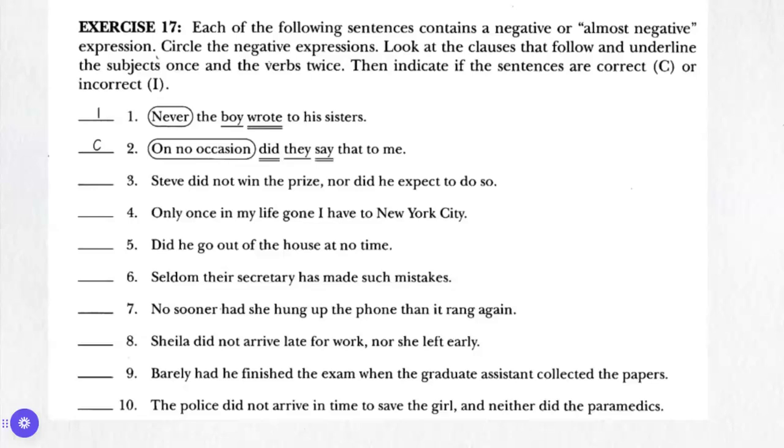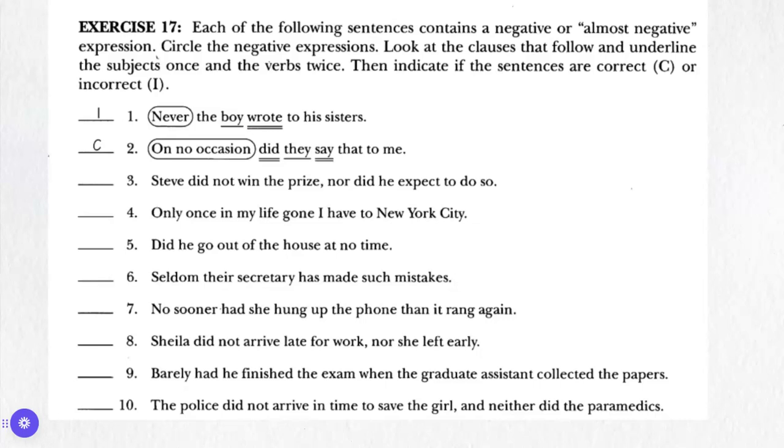Okay, so let's practice inverted subject and verb with negatives with this exercise. Let's see the two examples. Never the boy wrote to his sisters. This is incorrect because I have a negative expression at the beginning, which means I have to invert subject and verb. So the correct answer should be, did the boy write?